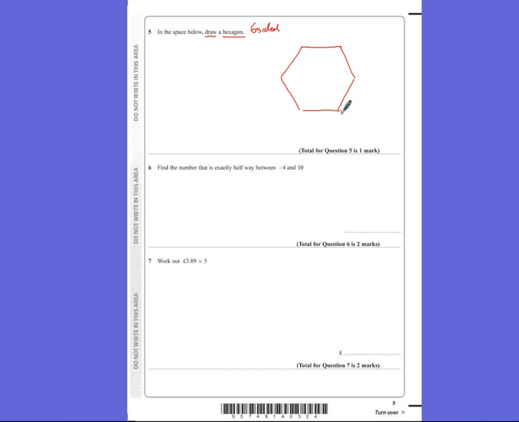Question 6, find the number that is exactly halfway between -4 and 10. The best way to find the halfway number between two numbers is to add the two numbers together. So -4 add 10 and then half it, because that'll find the middle value. So -4 add 10 would be 6, divided by 2 gives us 3. So the middle value would be 3.